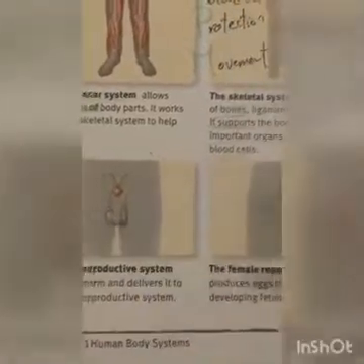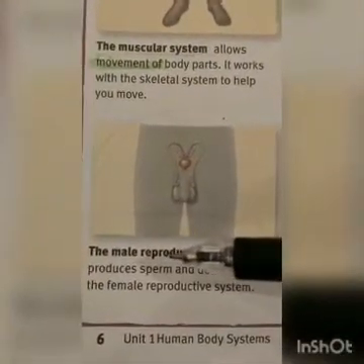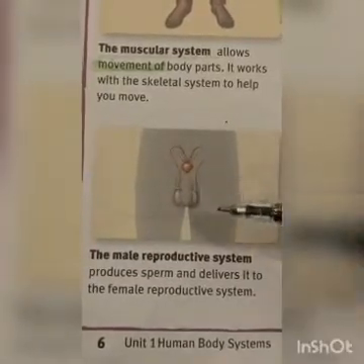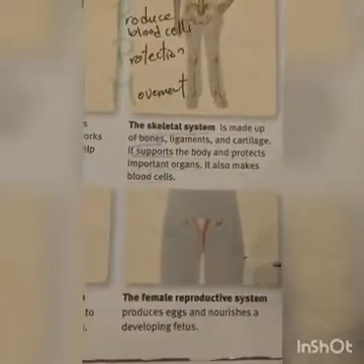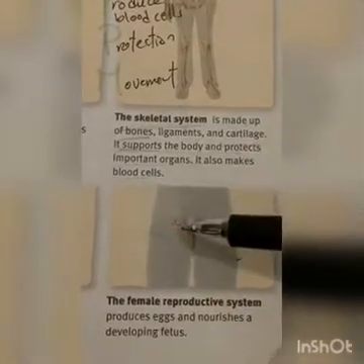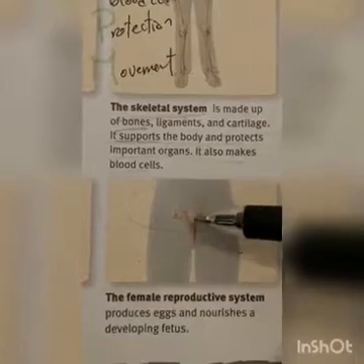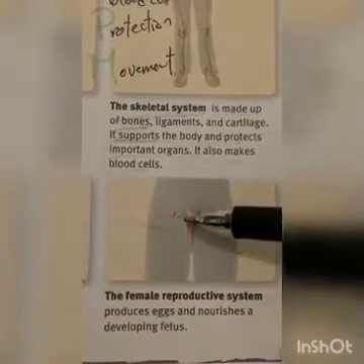Okay, then our reproductive system, male and female. The male produces the male sex cells and is functional for delivering these sex cells to the female reproductive organs. Then the female reproductive system is functional for producing the female sex cells from the ovaries, and nourishing the developing fetus in the uterus, this part.